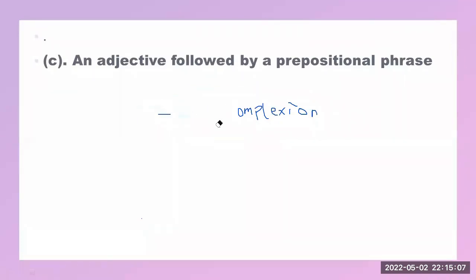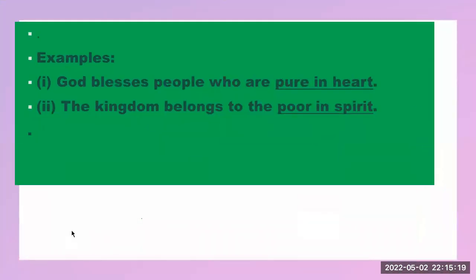Now let's look at other examples. Let's look at the specific examples. God blesses people who are pure in heart. Pure in heart. The word pure is an adjective. Then in heart is a preposition plus a noun, so pure in heart contains a prepositional phrase, in heart.